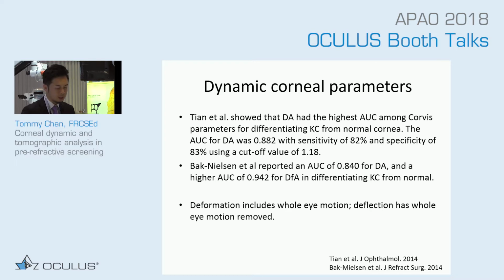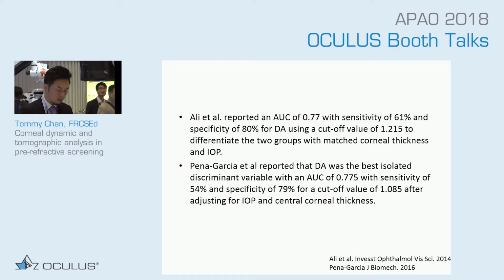But however, as I mentioned, you don't need this machine to diagnose keratoconus, because keratoconus can be a clinical diagnosis. Previous studies have tried to match patients with similar corneal thickness and intraocular pressure, because those two values may affect the diagnostic capacity of the machines. People have matched those and found that the diagnostic capacity is quite good using the deformation amplitude of the Corvis.